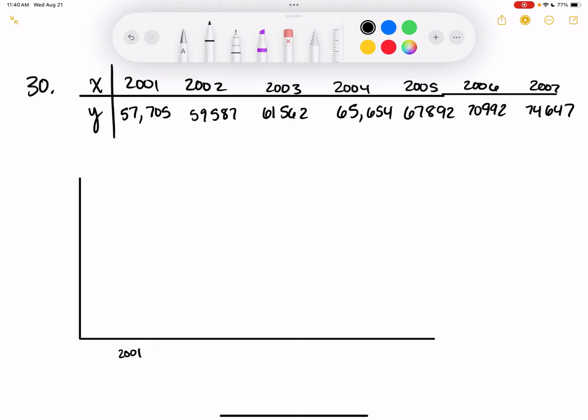All right, for the scatter plot, I'm going to set it up like this. On the bottom, on the x-axis, because these are the x values, we're going to put each of those years down here at the bottom. And we need to put labels on the axis so that we know what we're talking about. The x-axis is in years. The y-axis is the number of motor vehicles.